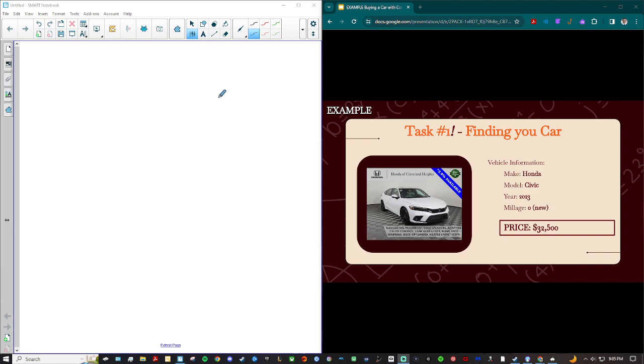So your first task, number 1, is finding your car. So you're going to go online. You're going to use the links provided or any other site you want to use, and you're going to find a new or a used vehicle that you could potentially want after you graduate. In this example, I just found a Honda Civic, 2023 was the year. It's new, so there's 0 mileage, and this is the price, $32,500. So make sure you include the information, the price, and you insert a picture as well.